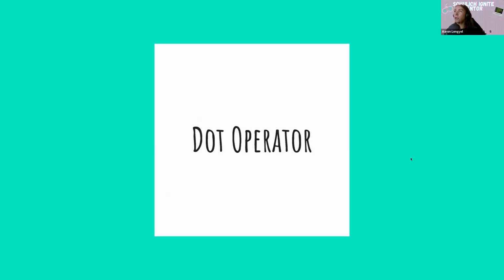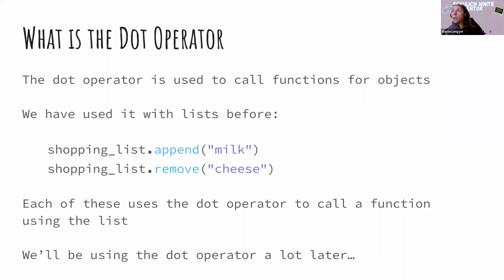So the dot operator is going to be really important for everything we're going to be learning after this, because it's really important in object-oriented programming. The dot operator is used to call functions for these things called objects. We've used it with lists before. That append and that remove, those are functions that we call with the dot operator.